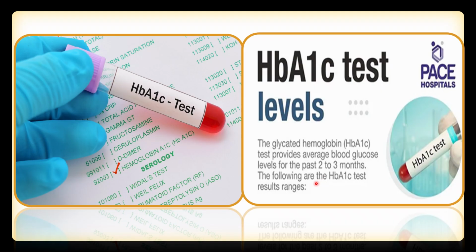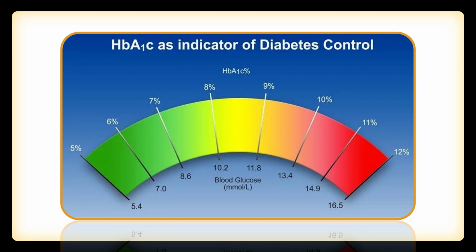The advantage of the HbA1c test is that it gives the average 3 months blood glucose level, in contrast to the fasting or postprandial blood sugar, which gives the blood sugar of the particular day. In this picture, we are seeing that HbA1c is an indicator of diabetes control. The blood glucose level is given here in millimole per liter. So this is the normal blood glucose level, and the normal HbA1c is below 6%.